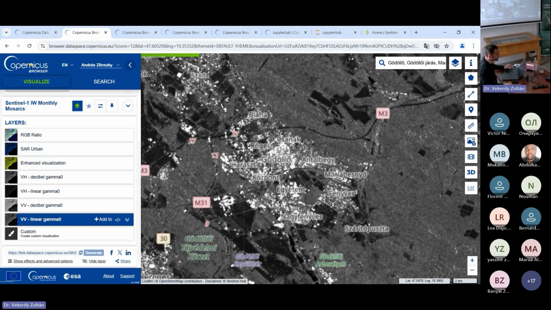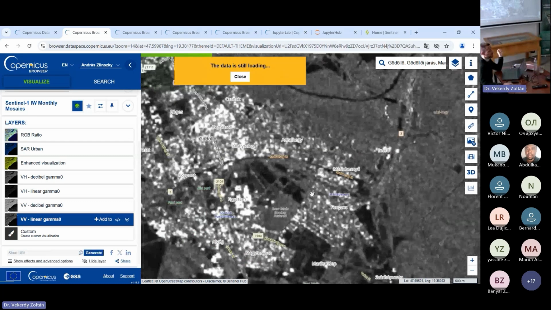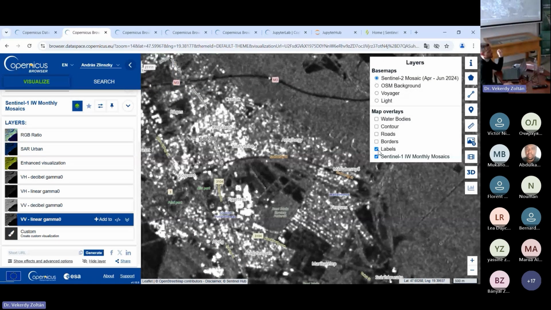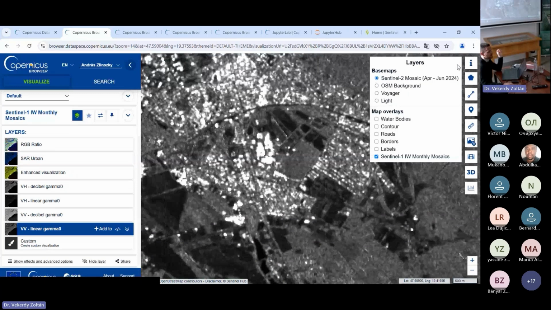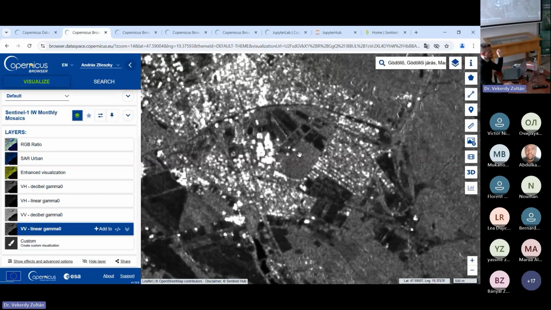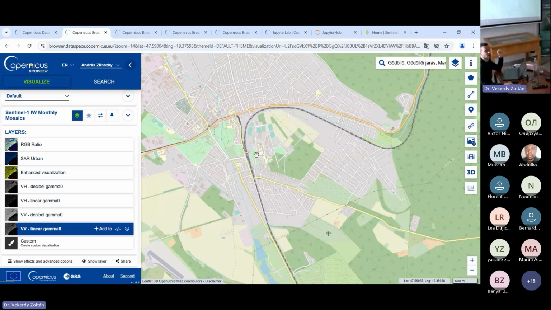This is VV, so copolarization. Corner reflectors are going to reflect very intensively. So we have the corner reflectors mostly in the town. This is the building of the university. Actually, I can change the background to OSM and then we can compare better. Right? This is where we are at the moment.